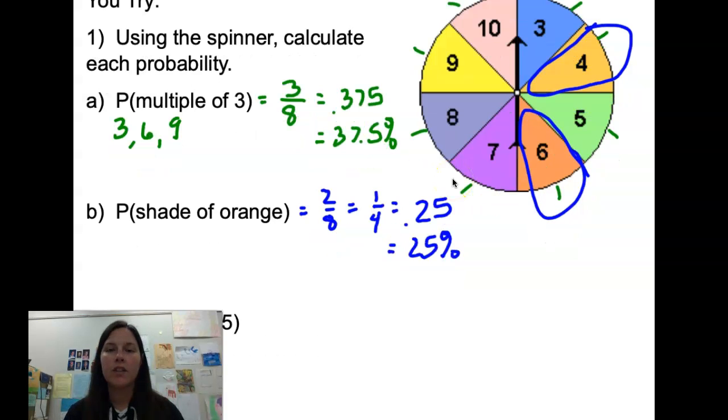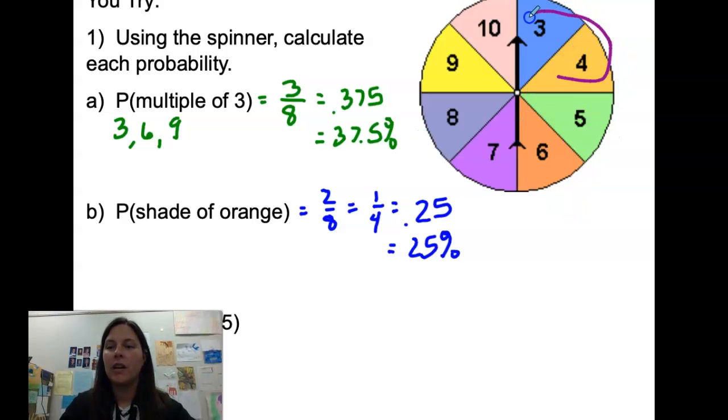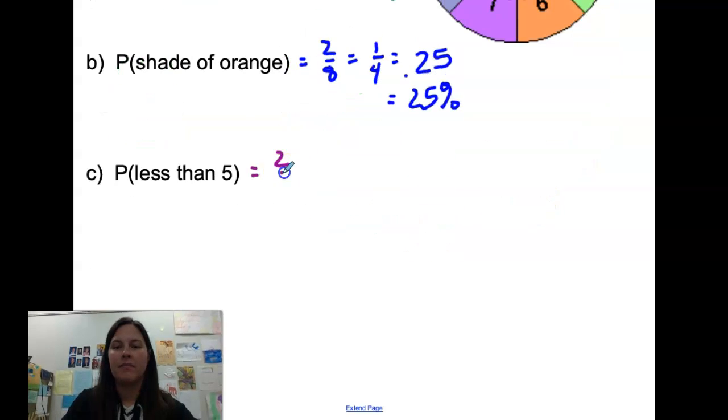Part C, we're looking for the chance that we get a section that is less than 5. So on this spinner, we have 2 numbers that are less than 5, which gives us the exact same value that we just got for part B, simplifying, dividing 1 by 4, and multiplying by 100 to get our percent.